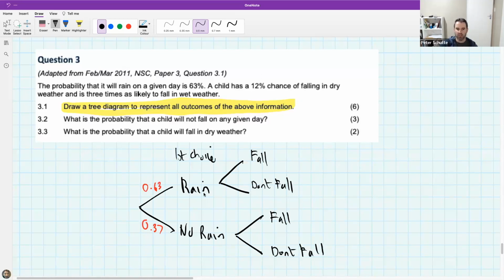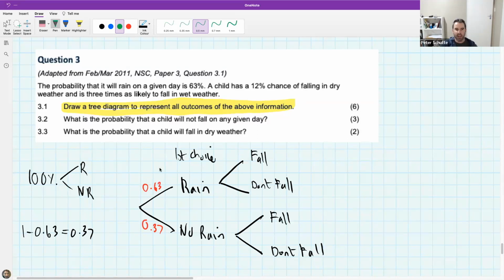So the question has been asked, how did I get 0.37? Well, because there's a 100% chance that it either rains or it doesn't rain. If this one is 63%, I just went 100% or 1 minus 0.63 to get my 0.37.